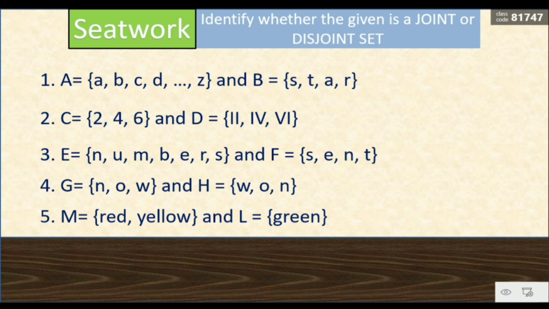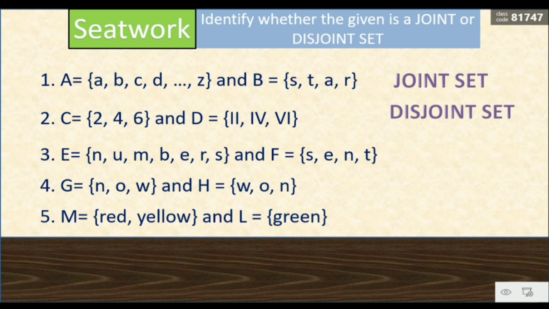For number 1, we have set A contains the elements A, B, C, D up to letter Z, and set B contains the elements S, T, A, R. For number 1, the answer is joint set. Next, we have number 2. Set C contains the elements 2, 4, and 6, and set D contains the numerals 2, 4, and 6. The answer is disjoint set.